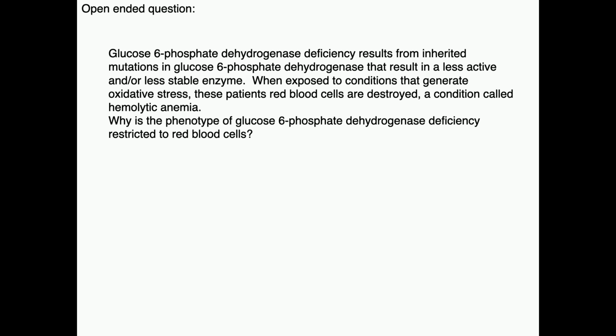So if you have a liver cell, say, that has decreased activity of glucose 6-phosphate dehydrogenase, and that liver cell encounters oxidative stress, it has the capacity to increase expression of that enzyme. Or if the enzyme has a shorter half-life, then it can just ramp up the transcription and translation of it. With a red blood cell, once it leaves the bone marrow and loses its nucleus, it doesn't have any capacity to resynthesize new glucose 6-phosphate dehydrogenase. Okay, so it's just stuck with what it's got. Does that make sense? Okay.